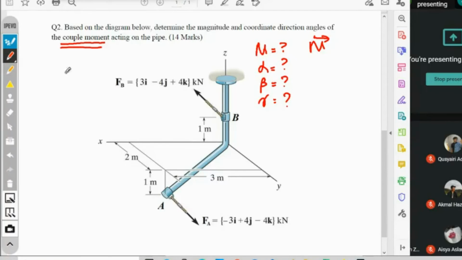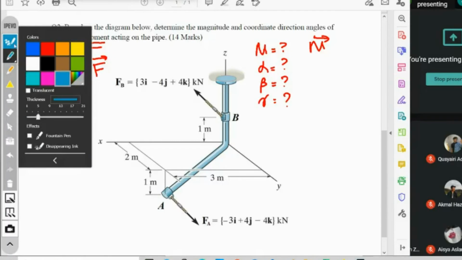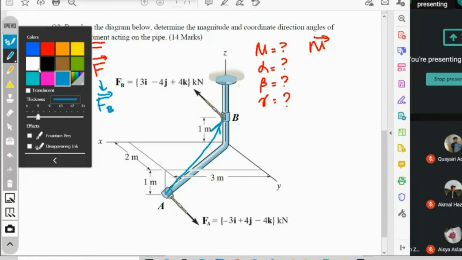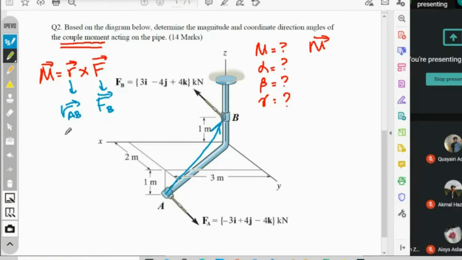Because it's in the opposite direction. So what we will be using for a couple moment is M equal to r cross F. By now, you should already know what this r is. This r should be from one force to another force, and then this F should be in accordance with that, using your right hand rule. So in this case, if your option is r from A to B, from here to here, then F will be F_B. If it's the other way around, then of course that's also okay, and the answer will still be the same. If you use r_BA, obviously F is F_A, right? Because r is here, F will be this one.